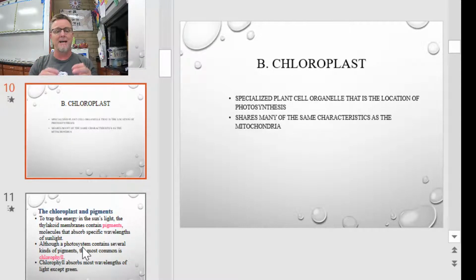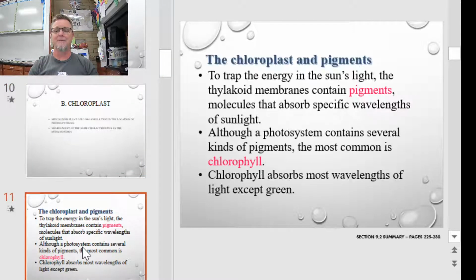So the chloroplast is a specialized organelle where this food gets made. It has characteristics like a mitochondria, its own DNA, its own ribosomes. It's got a double membrane system to it, and this is where the reactions that convert light energy into food occur. How does that happen? Well, let's begin here. So when a chloroplast is going to quote-unquote catch or harness the light's energy, it can't just stick its hand out there and grab it.